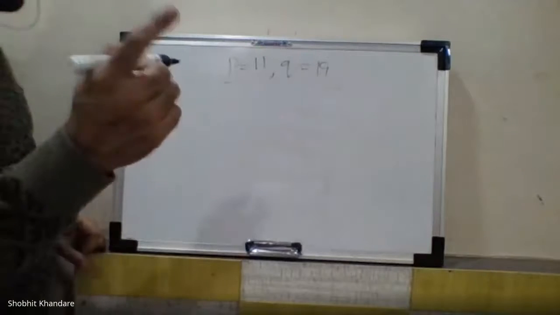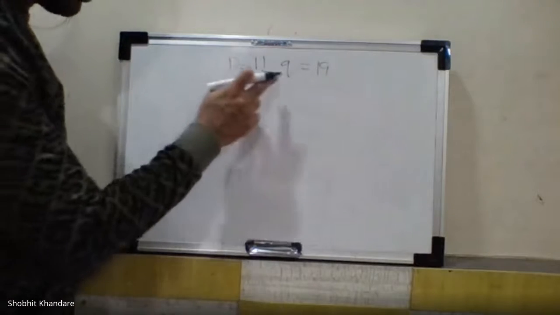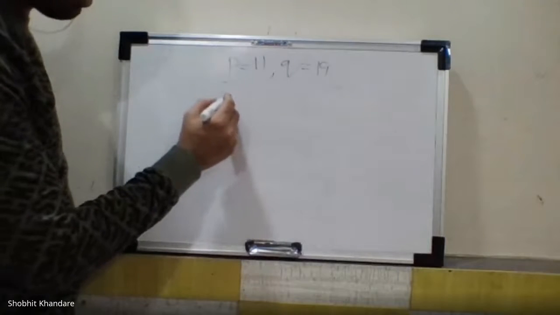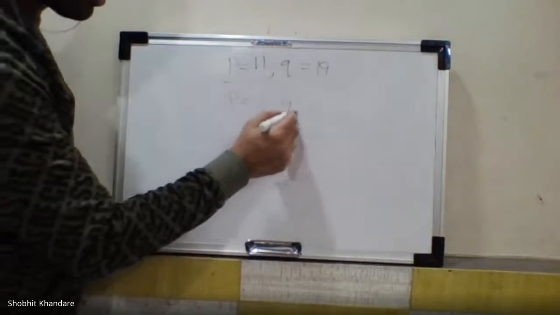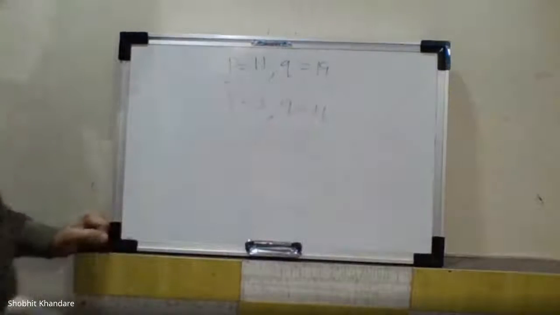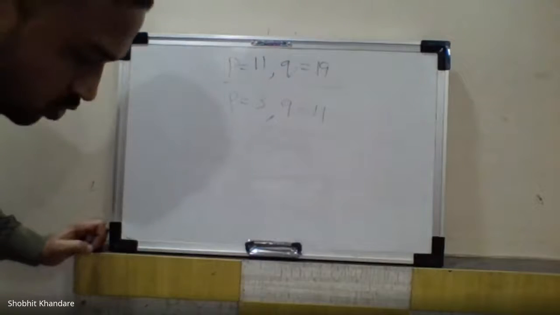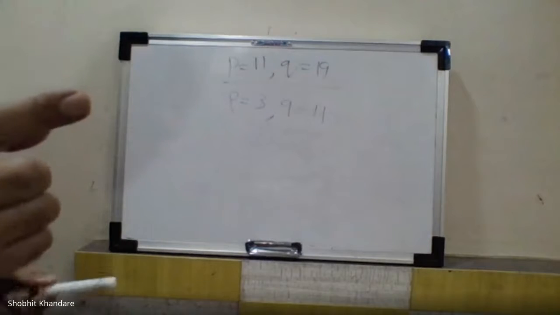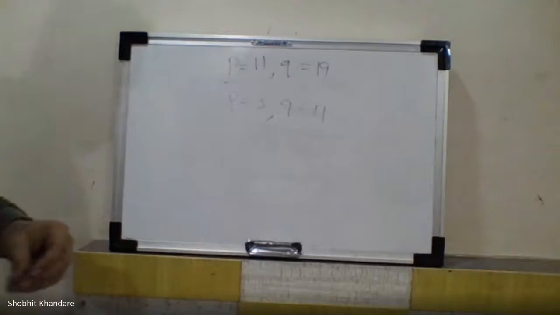You do two problems as homework. Take P equals 11 and Q equals 19 as the first instance, and in the second instance take P equals 3 and Q equals 11. So take these two problems as homework. Write down the steps for RSA quickly. Steps for RSA algorithm.